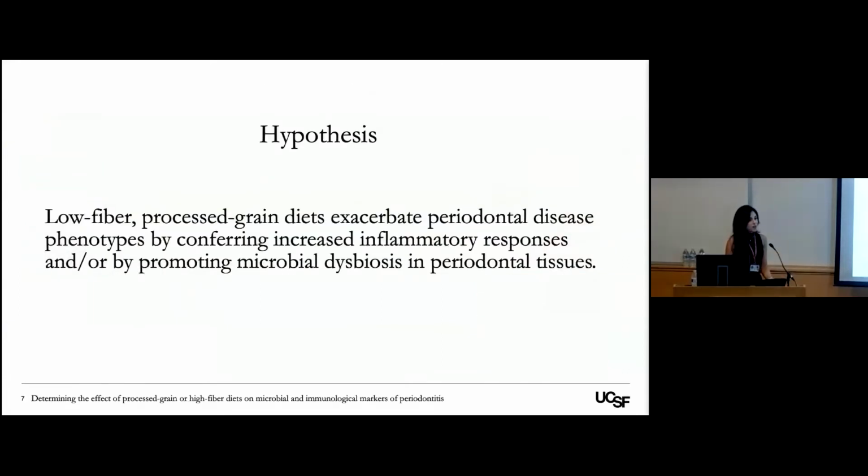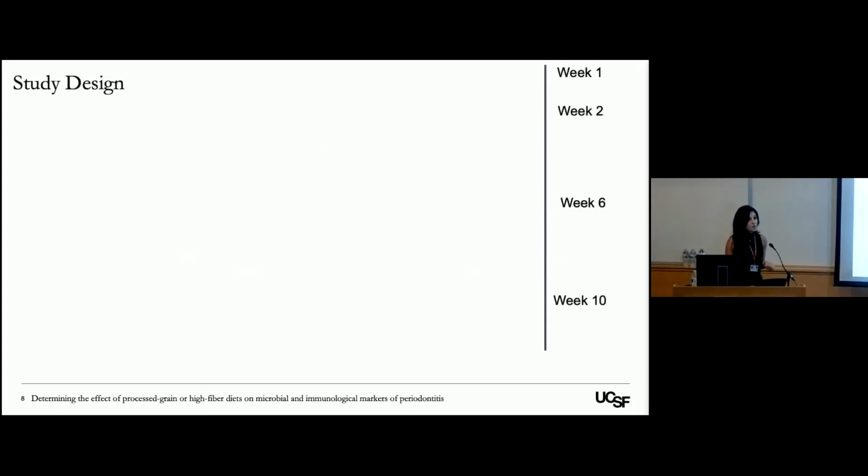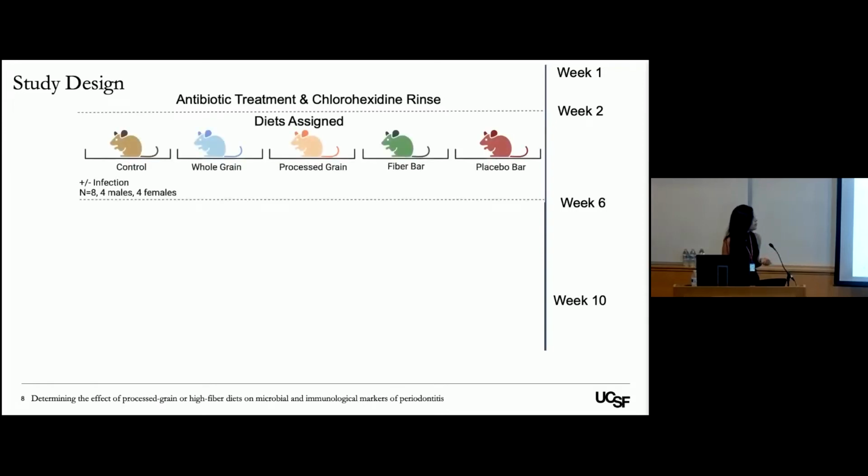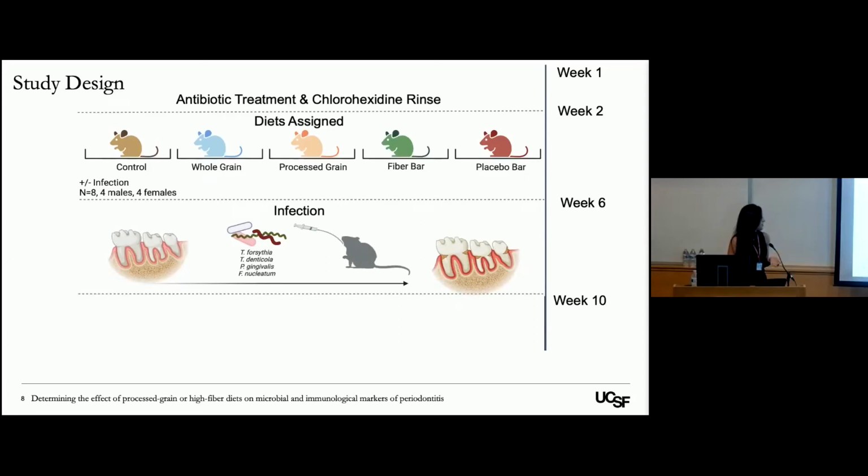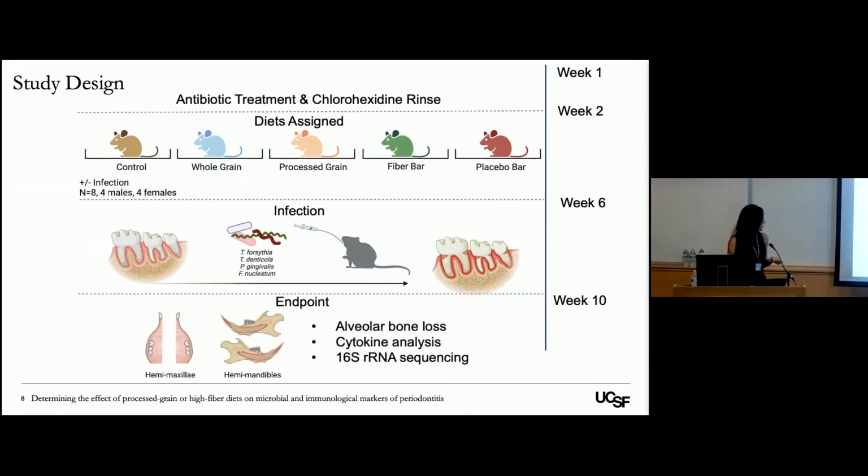So I hypothesized that low fiber processed grain diets drive periodontal disease by increasing inflammation in periodontal tissues and by promoting microbial dysbiosis. To do this, I implemented a polymicrobial infection model of periodontitis in mice. I first treated the mice with antibiotics to establish a baseline microbiome amongst all of the subjects. I then assigned mice to various diet types, including whole grain, processed grain, fiber bar, and placebo bar for 4 weeks in the absence of infection to establish an oral microbiota that was reflective of each diet type. I then infected the infection group mice with a polymicrobial inoculum containing periodontal pathogens for 4 consecutive days each week for 4 weeks. And then I collected hemimaxilla and mandibles for morphological, immunological, and microbiome analyses.